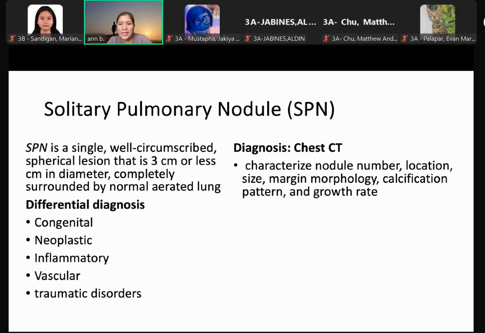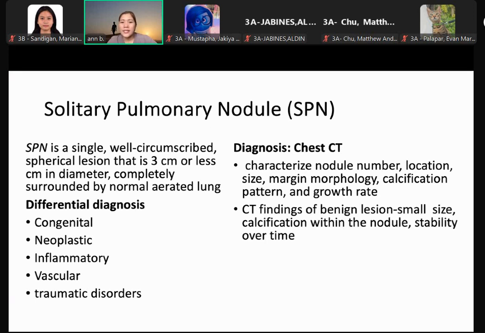So diagnosis, just CT to characterize. So note this one, characterize nodule number, location, size, margin, morphology, calcification pattern, and growth rate. Because there are patients who do not want to have a biopsy directly, sometimes they come back with a larger nodule, it has become a mass already, and the growth rate is very significant. That's why it is important to note these characteristics of the nodule.